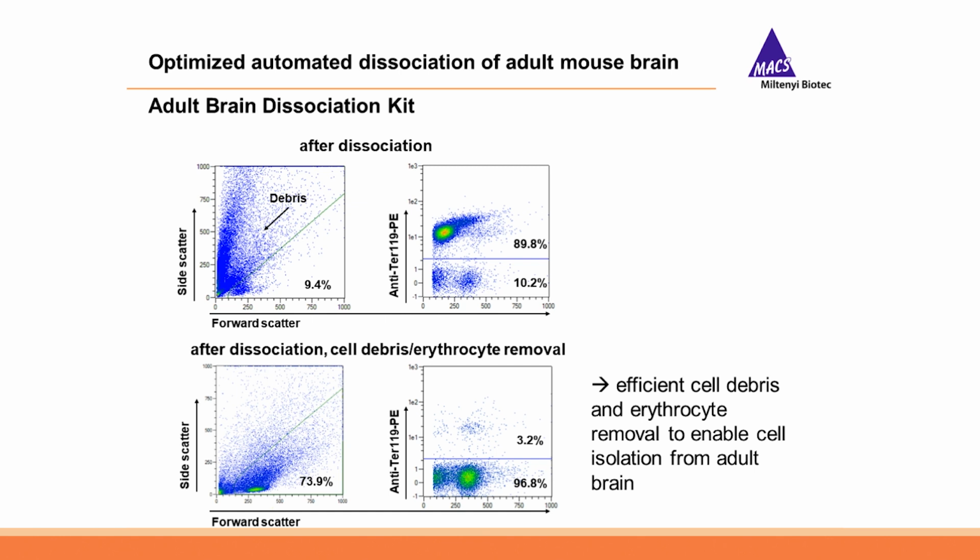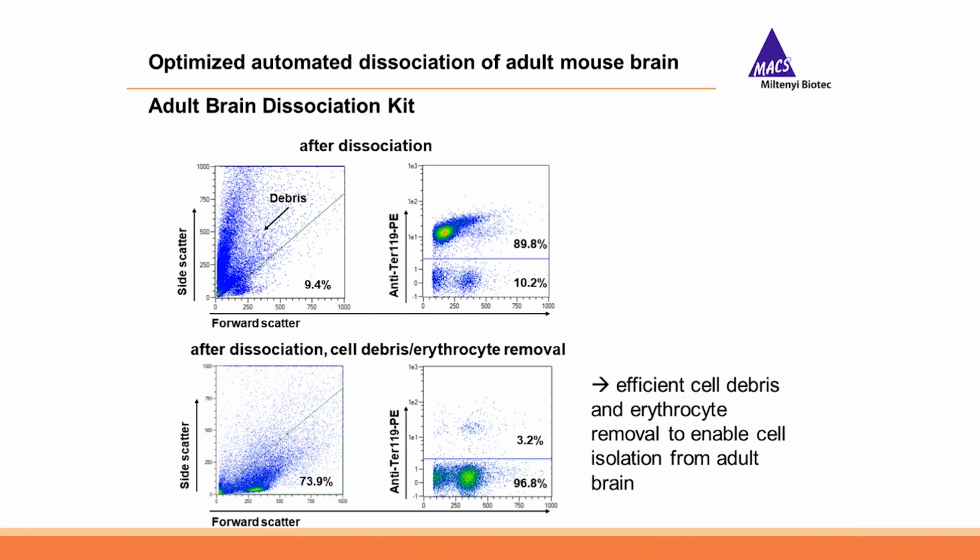And you see in the lower row that after the cell debris and erythrocyte removal, the debris was efficiently depleted, and also the erythrocytes, so that you have a high percentage of target cells. And then you can go on with your cell separation, which will be then really successful.